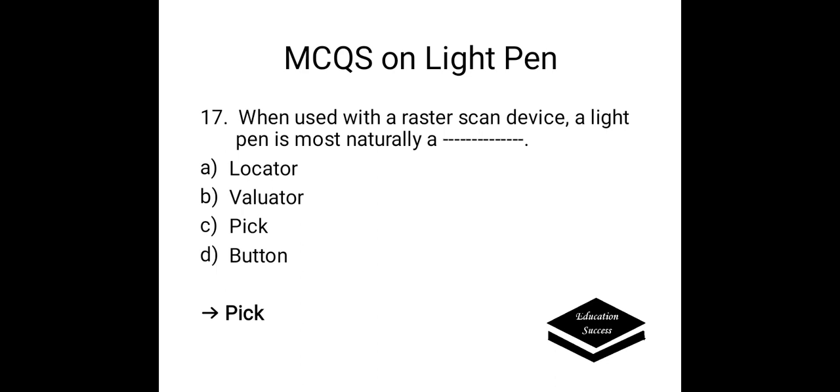When used with a raster scan device, a light pen is most naturally a. Options are A locator, B valuator, C pick, D button. Correct answer is pick. When used with a raster scan device, a light pen is most naturally a pick.